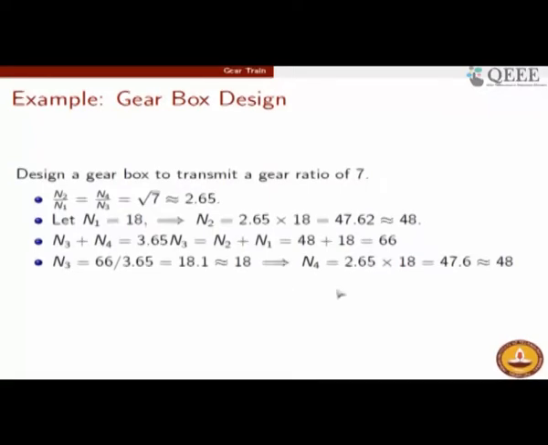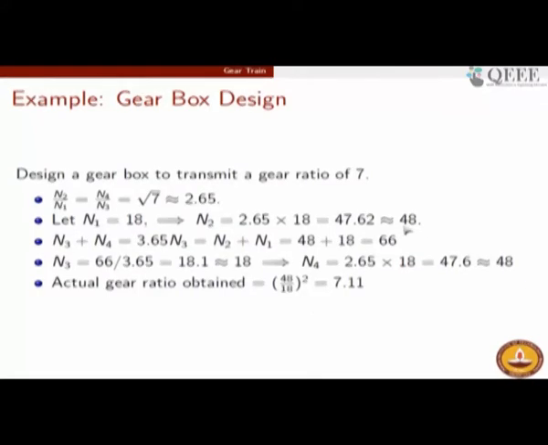So we will make a choice of N3 to be 18, and that leads us to N4, which is 2.65 times 18. That works out to be 47.6. Again, it is not feasible to have 47.6 teeth in a gear. So rather, we will choose this to be 48. So N4, the number of teeth in gear 4, would be 48. And as a result, the actual gear ratio will be 48 by 18 whole square. So there is 18, 48, 18, 48 in both these stages. So the actual ratio will be 48 by 18 whole square, which will be 7.11.